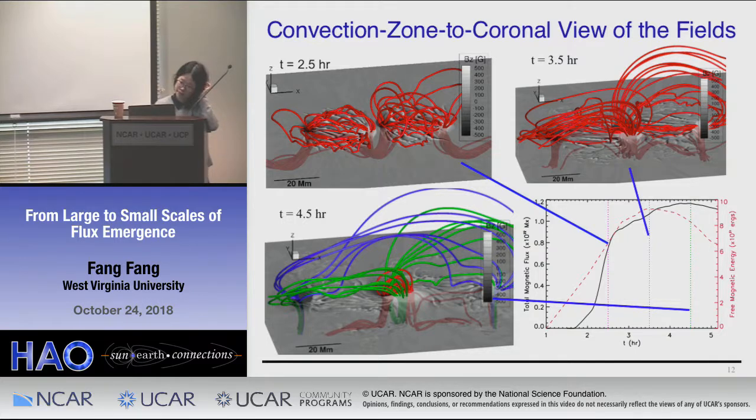That reconnection, that changes the topology, is the driving energy behind strong flares in these double spots? I would think so.